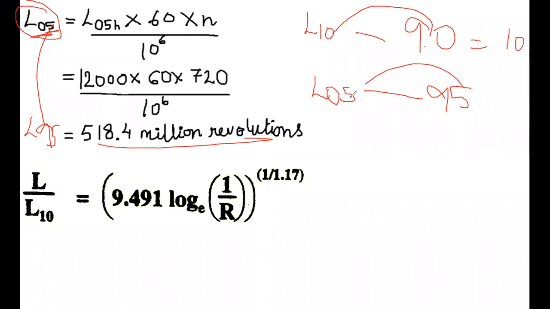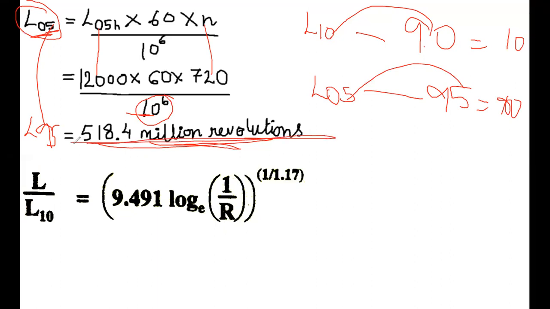Then 95 plus 5 will be 100, right? So L05 into 60 into N divided by 10 raised to 6. L05 is given in your numerical, 12,000. Shaft RPM is given, 720, divided by 10 raised to 6. If we don't divide, we won't get the life in million revolutions; we will get the life in revolutions. So that's why, to get the life in million revolutions, we have divided by 10 raised to 6.